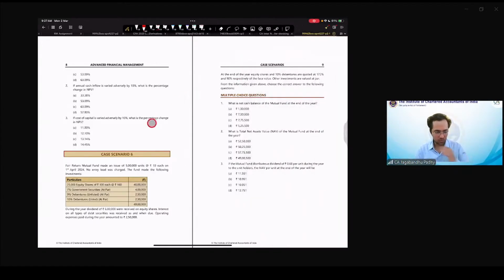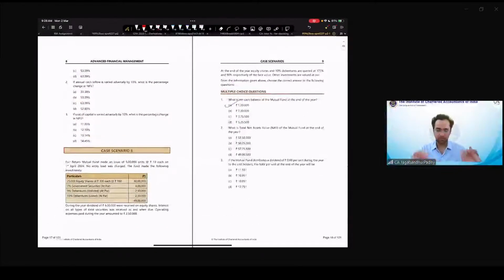Fair Return Mutual Fund made an issue of 5 lakh units at rupees 10 each on 1st April 2024. No entry load was charged. The fund made the following investments. So how much was the money collected? 5 lakh into 10, 50 lakhs, out of which you have invested 49 lakh. So how much is the cash balance left with us? 1 lakh, right? Option B.